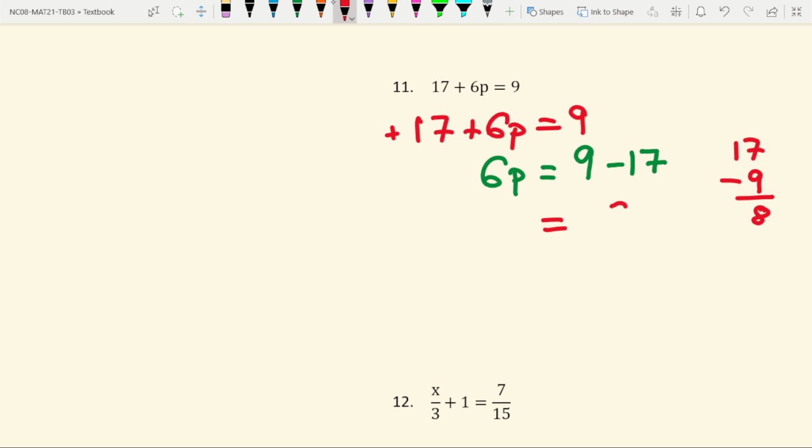17 minus 9 is 8. But because the bigger number is 17 and its symbol is minus, it will be minus 8. So 6p is equal to minus 8 is the answer that we are getting. So next we require just the unknown term.